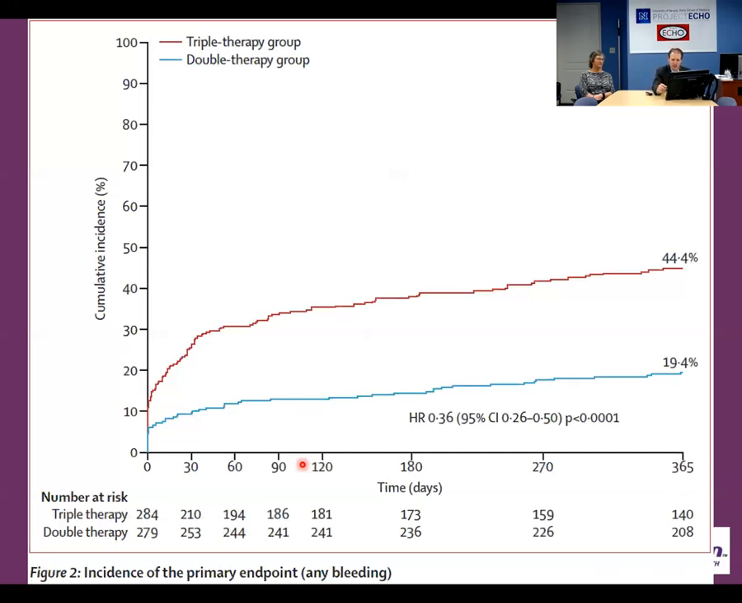Look at this. A year out, 40% compared to 20% on double therapy. We see less bleeding than that in modern trials, but there was certainly a lot of bleeding.